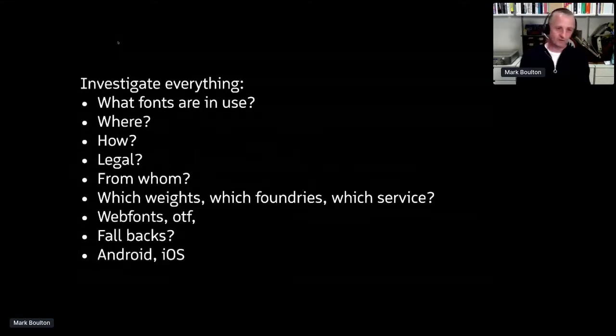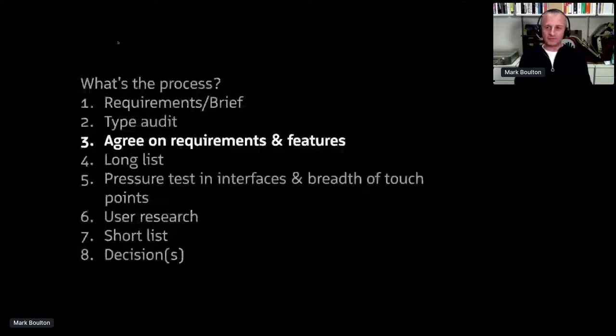We need to think of web fonts. We need to think of fallbacks. We need to think of which platforms these are deployed on. Where did they come from? What weights are they? Which foundries? Which service? There's a lot in the mix. So once you've got a sense of what that landscape is, and it can be pretty big and messy, then from that you can start to abstract this list of requirements and features.